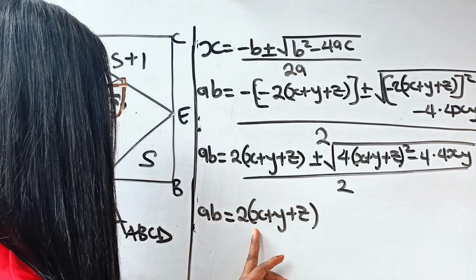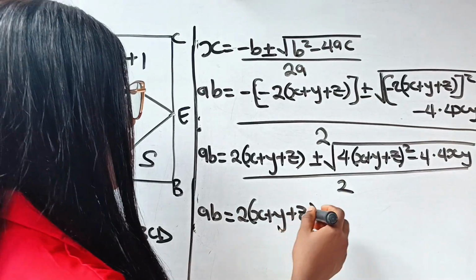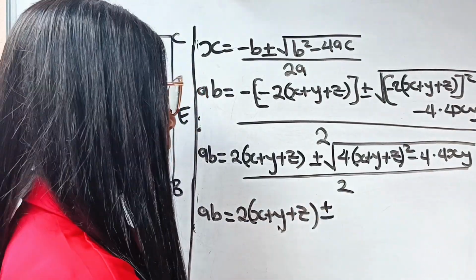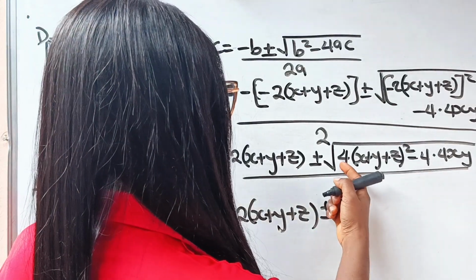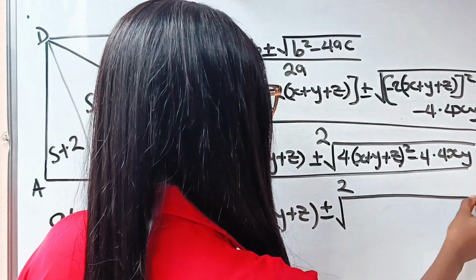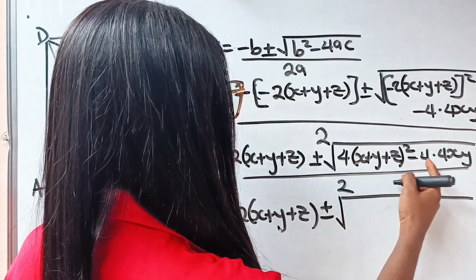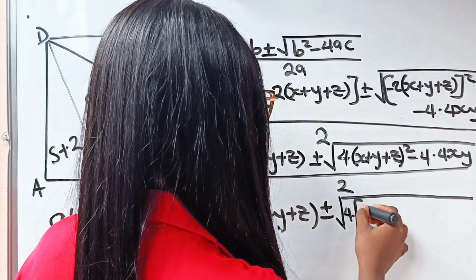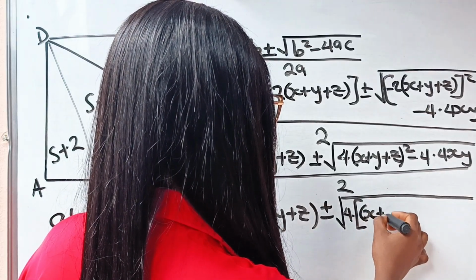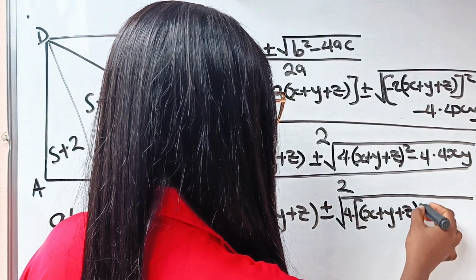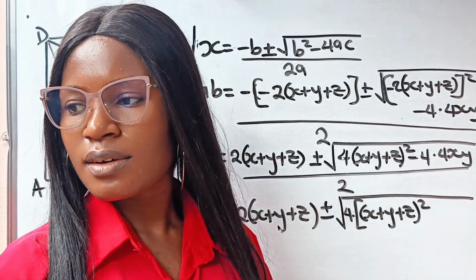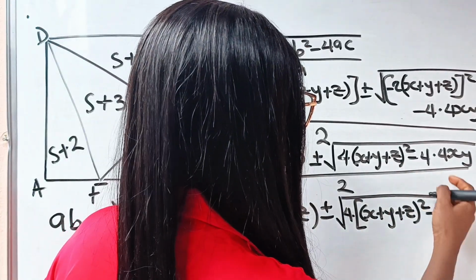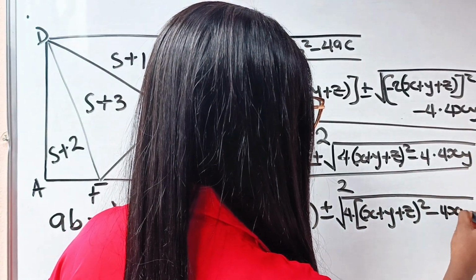So x plus y plus z, then plus or minus the square root of this and this. They have 4 in common, so let's bring that 4 out. We still have x plus y plus z all squared minus, and this will remain 4xy.